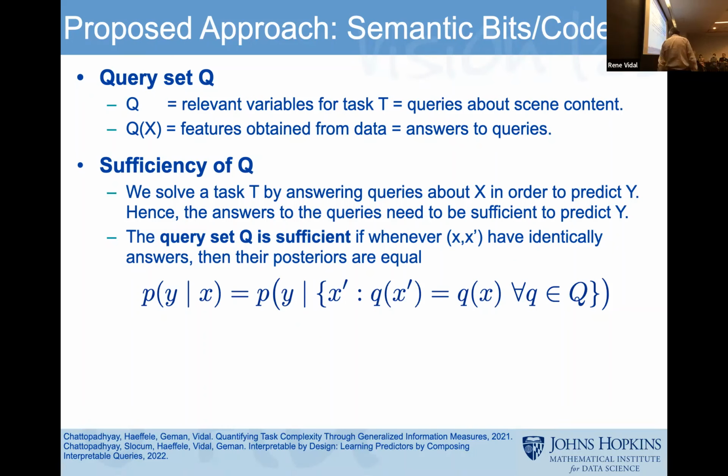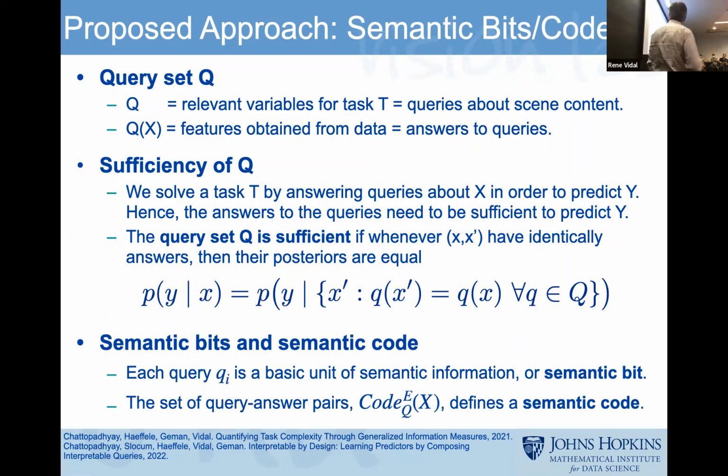At the end of the day, I can make a prediction if I can compute the posterior, I can predict Y given X. And what I'm going to assume is that at the end of the day, I don't need X to make the prediction. I just need the sequence of answers to the queries. And that's exactly the notion of a sufficient query set. I said that the prediction of Y given X is the same as the prediction of Y given the set of all X primes that agree with X. And that's what I define by sufficiency in a sense. So therefore, I don't need to predict Y from X. I just need to compute the answers to the queries.